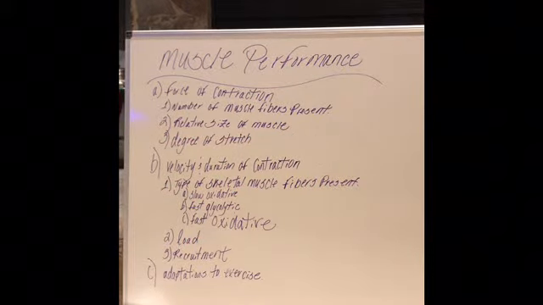Muscle performance. Force of contraction. Number of muscle fibers present has to do with muscle fibers and muscle contraction. Relative size of muscle means the bigger the muscle is, the stronger. Degree of stretch, length-tension relationship means muscles work together best when they are slightly stretched and warmed up. Velocity and duration of contraction is influenced by muscle fiber types, load, and recruitment.